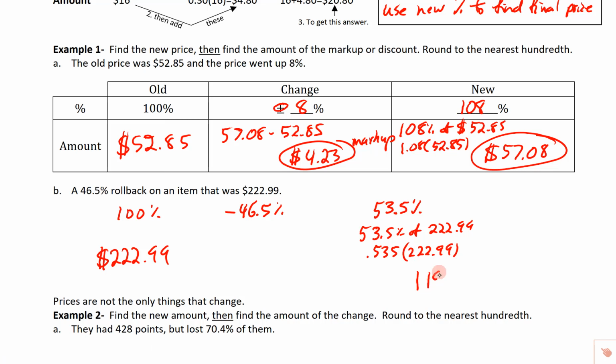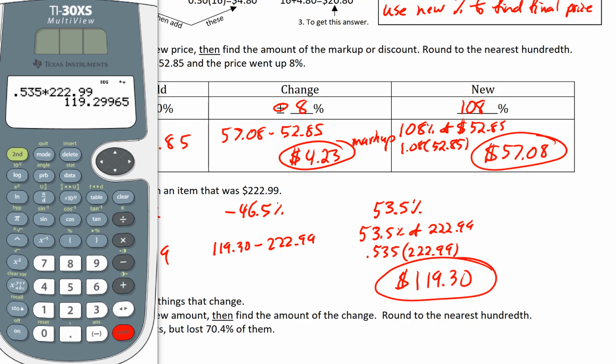So $119.30. We'll go ahead and circle that. That's the final price. And then we want to figure out what the markup or discount is. So to figure out the discount, what we're going to do is we're going to do the same thing we did up above. We're going to take the final price, which is $119.30, and we're going to subtract that original amount, $222.99. And I want to show you something interesting about the answer here.